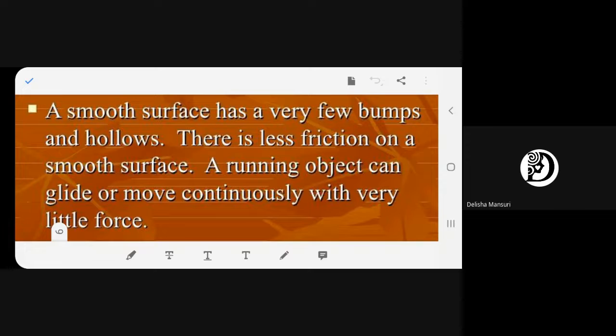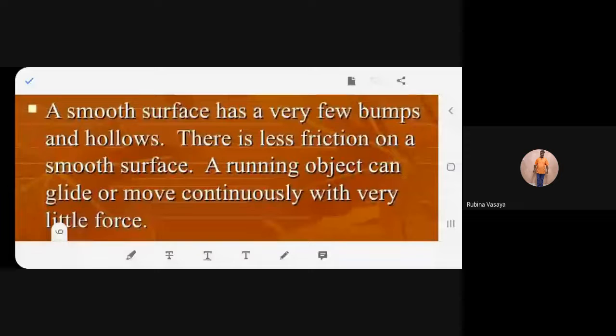Girls, can you hear me? Hello? Ma'am, we can hear you. Okay, thank you. I hope you have understood this point. Yes, ma'am. So, did you understand this second point of the frictional force on the ball? Okay, fine.